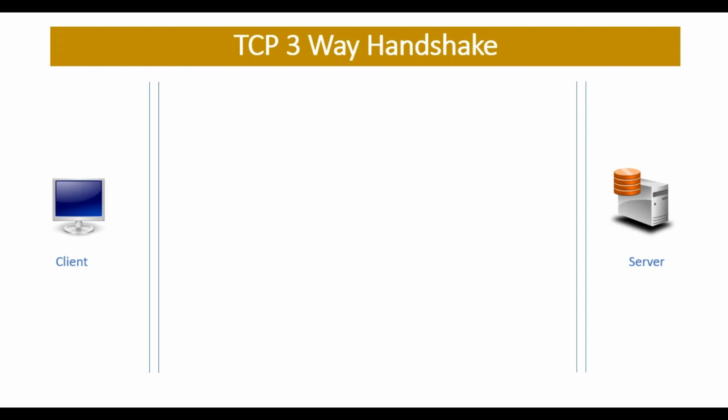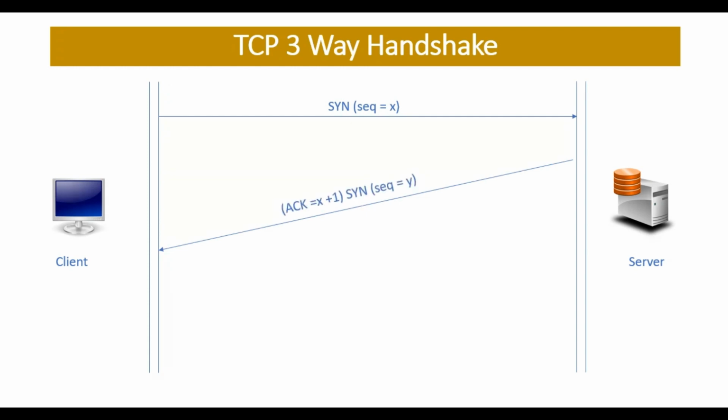This illustrates the TCP three-way handshake. We have the client and we have the server. The client wants to start a connection with the server, so the client sends a request to the server with the SYN flag. We'll say the sequence number is X. The server responds to the client's request with the acknowledgement number X+1. The server also sends a SYN flag, saying that the server also would like to start the connection with the client.